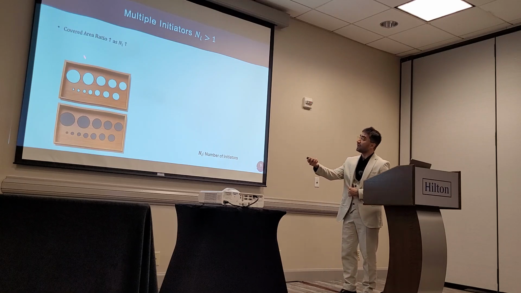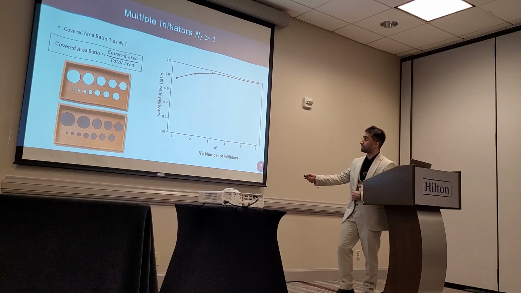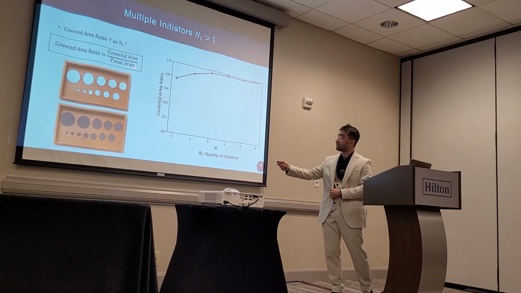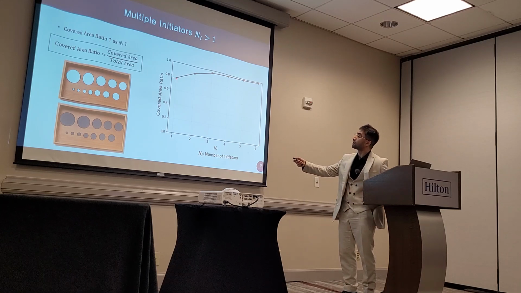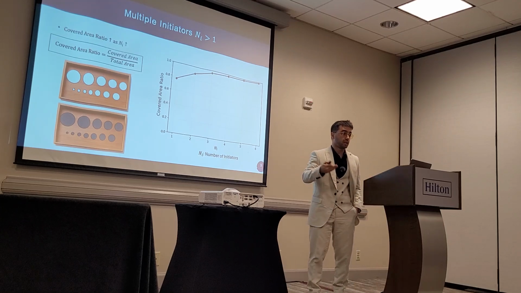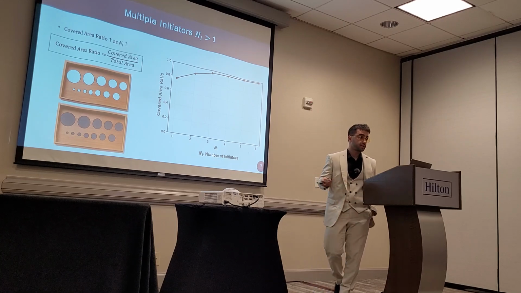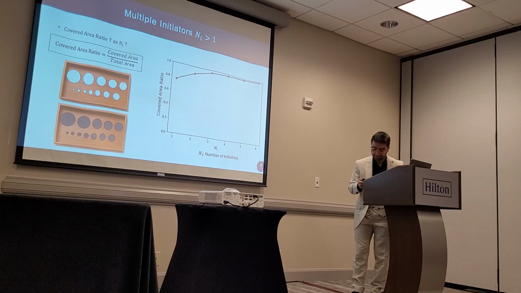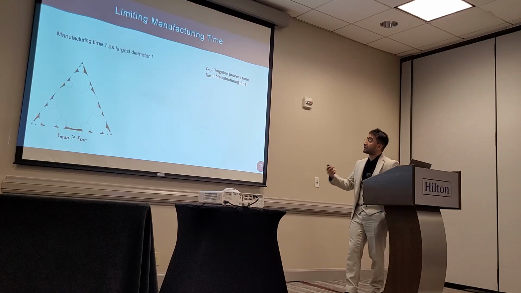And the covered area ratio is expected to increase as we increase the number of initiators. You can see on the x-axis we have the number of initiators. On the y-axis we have the covered area ratio, which is defined as the covered area over the total area. And here you can see that we are increasing it significantly, but after some point, it doesn't matter to increase it a lot. So you need to find a sweet spot because increasing the number of initiators is very expensive.